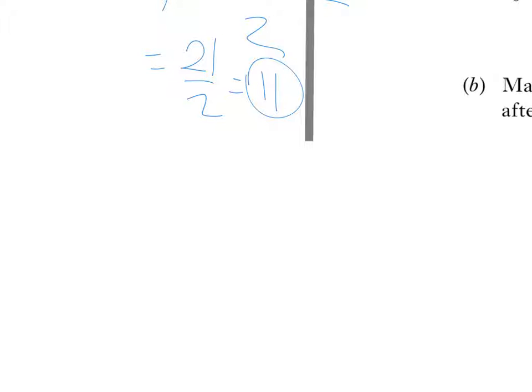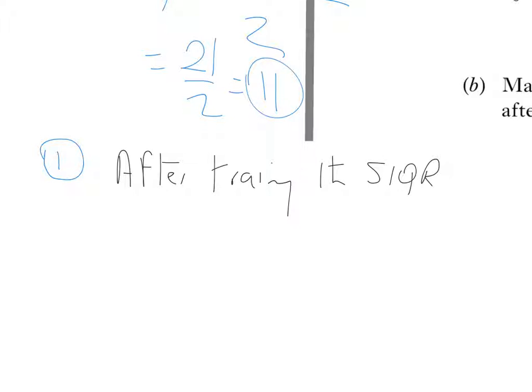Now the first statement I'm going to make is going to be with regards to the SIQRs. So after training, the SIQR dropped from 14 to 11. Now, the semi-interquartile range is a statistical measure of spread. So what this suggests is there's a bit more consistency in terms of performance. So after training, the SIQR dropped from 14 to 11.